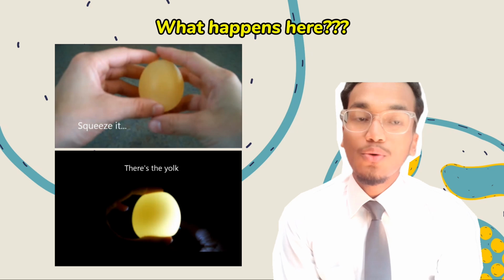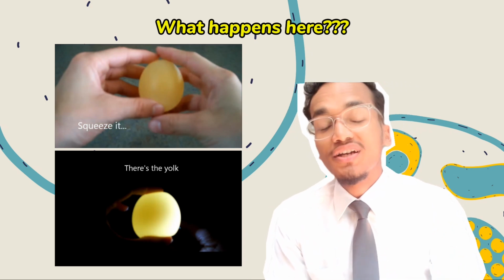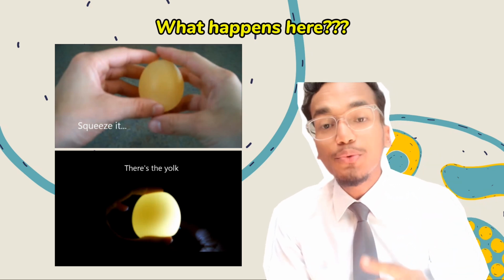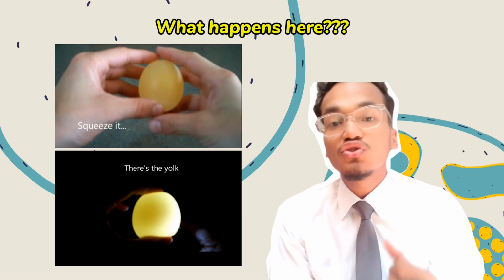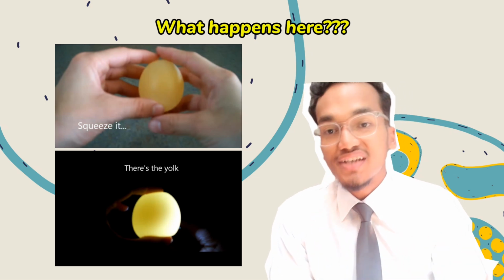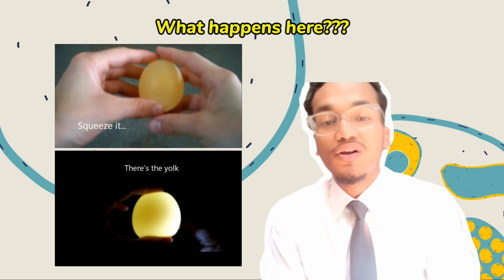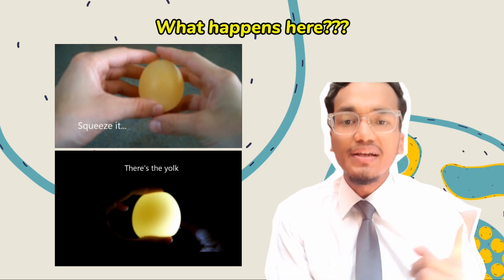So, guys, what actually happens in the video? Here's what actually happens. When the vinegar is added, the shell of the egg is dissolved. The vinegar reacts with the eggshell, causing it to dissolve and leave behind a soft and rubbery membrane. Secondly, the egg will swell. The egg will absorb some of the vinegar through its membrane and swell slightly.